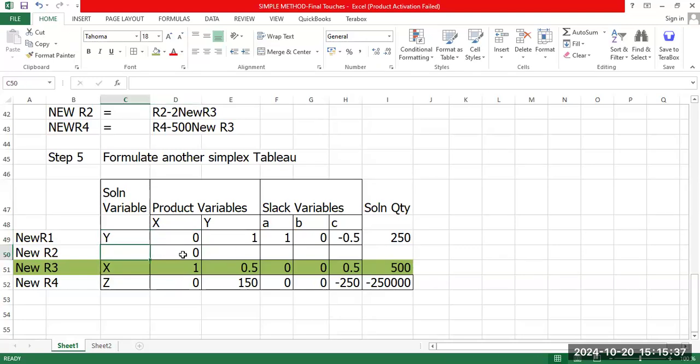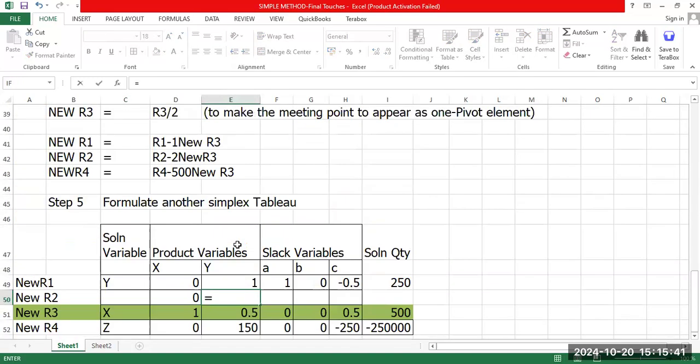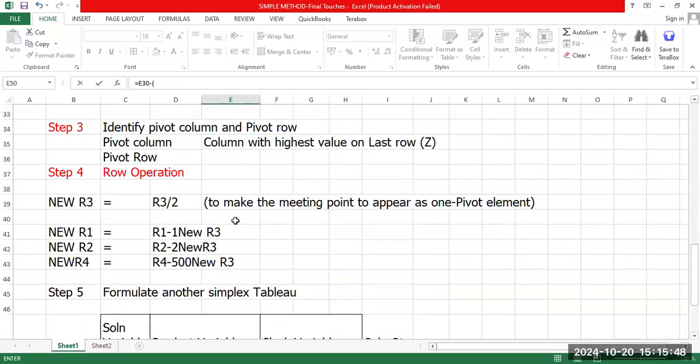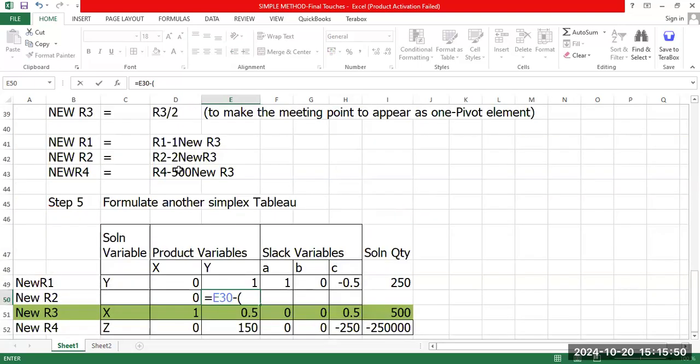Okay. Here, what was the value column for 3 minus, open bracket, 2 times 0.5.